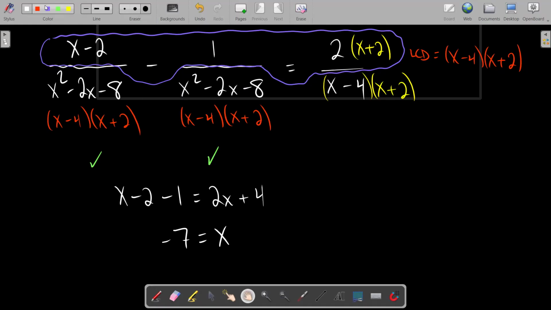I'll tell you this. If down here in this purple egg we had gotten x equals 4, we would have to cross it out. Why? What equals 0? No, it doesn't.